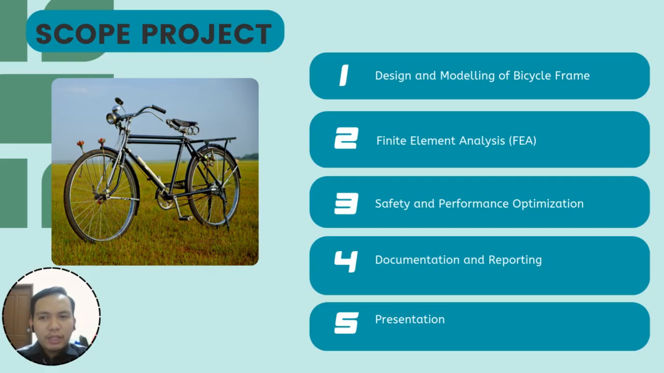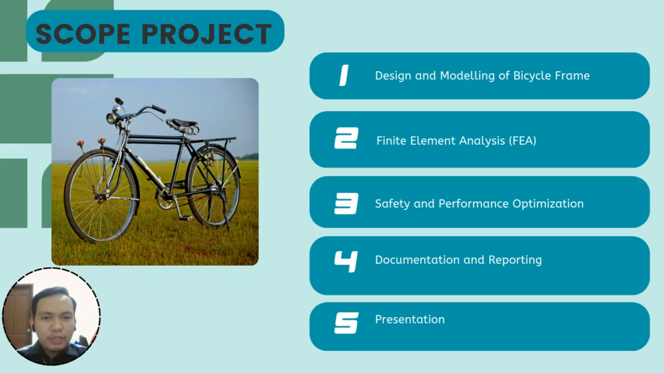And the next one is to suggest and implement design improvements based on finite element analysis findings to enhance the frame strength, stiffness, and compliance while maintaining low weight. And the fourth one is documentation and reporting. In documentation and reporting, we focus on documenting and presenting the findings of the FEA simulation, including stress distribution, deformation, and safety factors, and also providing comprehensive recommendations for frame design improvement to meet and exceed performance standards.